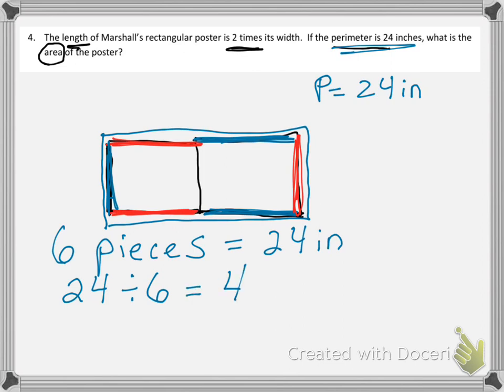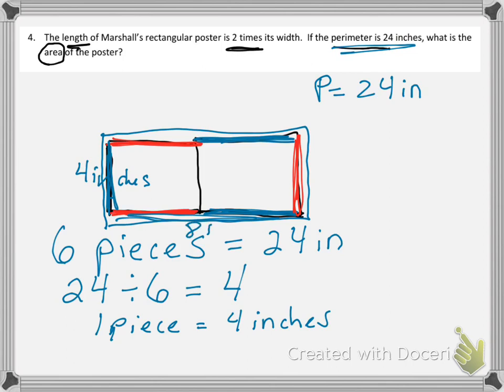So 1 piece is equal to 4 inches. So over here, this width is 4 inches. And down here, this whole section is 8 inches. Now, how did I get 8 inches? Well, because this part is 4 and this part is 4. 4 plus 4 is 8.